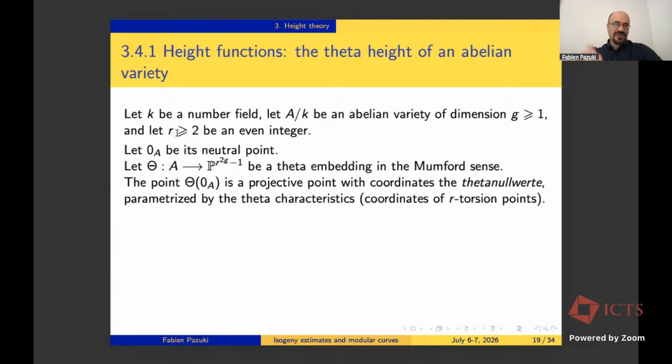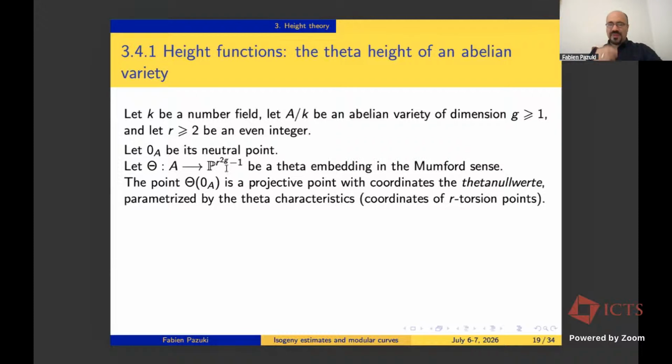I mean, pick 2, for instance. So then basically the section that you choose to define an embedding of the variety comes from theta functions. So this is why it's called the theta embedding. Over the complex numbers, these are really the theta functions that you know. It's actually a rather beautiful theory here.